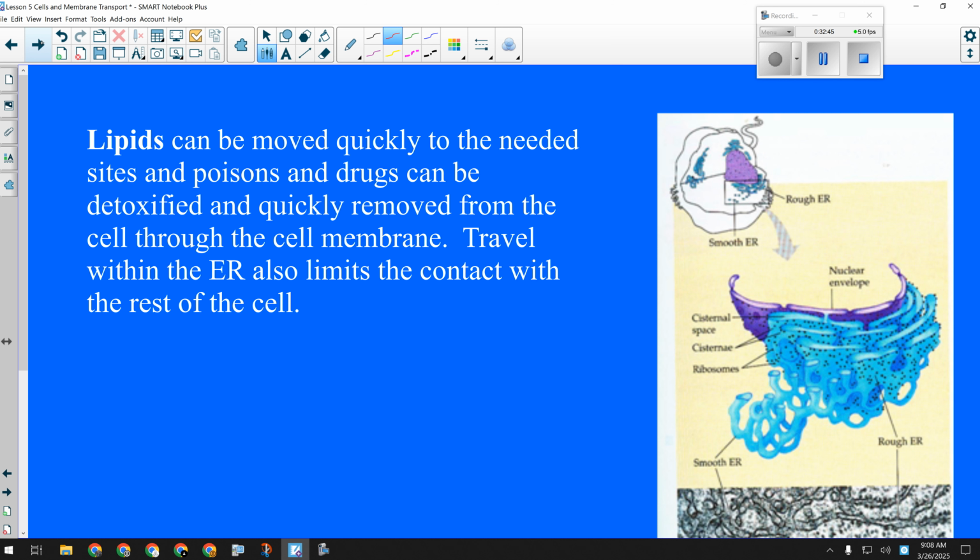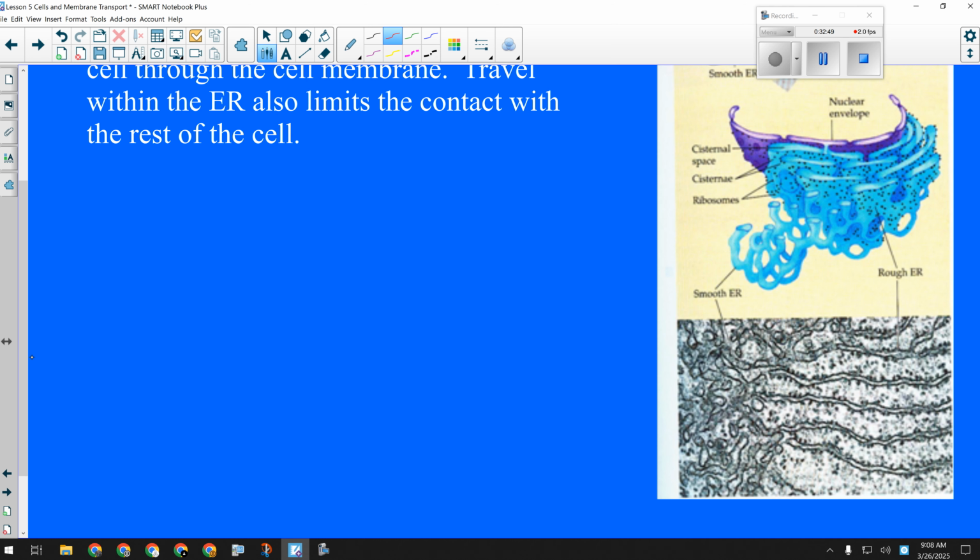Okay, if we're looking at other representations of this, this actually might be a little bit better electron microscope picture. Here's the rough ER on the right. This is the smooth ER here on the left. You can see it's like you took a whole bunch of cooked spaghetti and just threw it in a pile. That's kind of what the smooth ER would look like. It's just a pile of stuff all intertwined. But the rough ER is much more layered and organized.